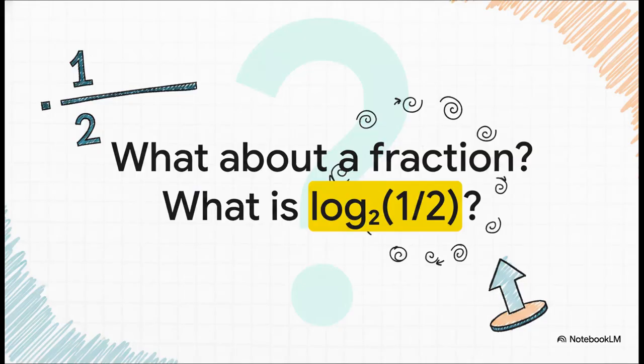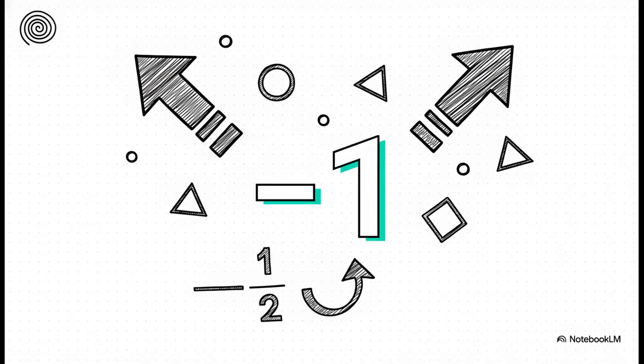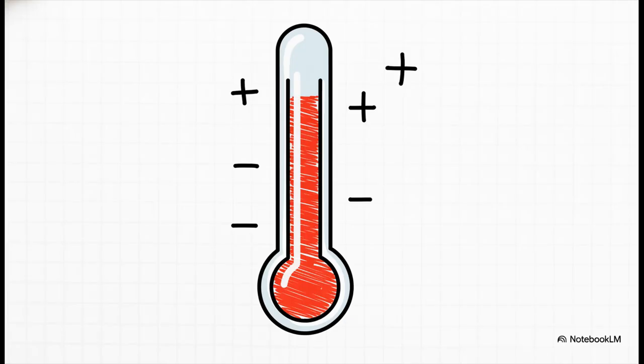All right, time for a little curveball. What about a fraction? What is log base 2 of 1/2? The process is exactly the same. The question doesn't change one bit. 2 to what power gives me 1/2? Come on, think back to your exponent rules for this one. It's -1. Remember how a negative exponent flips a number upside down? It creates the reciprocal. So 2 to the power of -1 is just 1/2. And that right there reveals something super important. The answer to a logarithm, that exponent we're hunting for, can totally be a negative number.